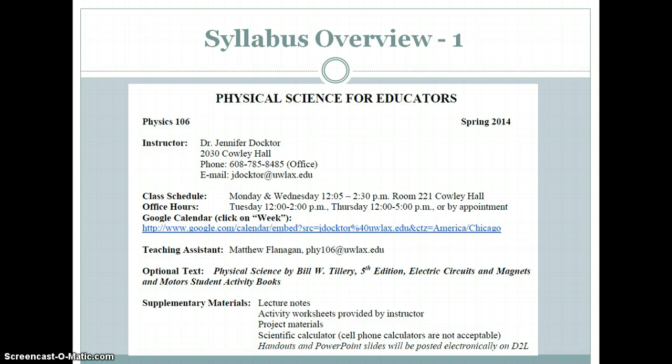Many of the activities and demonstrations we'll be doing can be adapted to use with young children. In fact, even the electricity curriculum that we use is the same one that they do in 4th grade over at Emerson Elementary School.